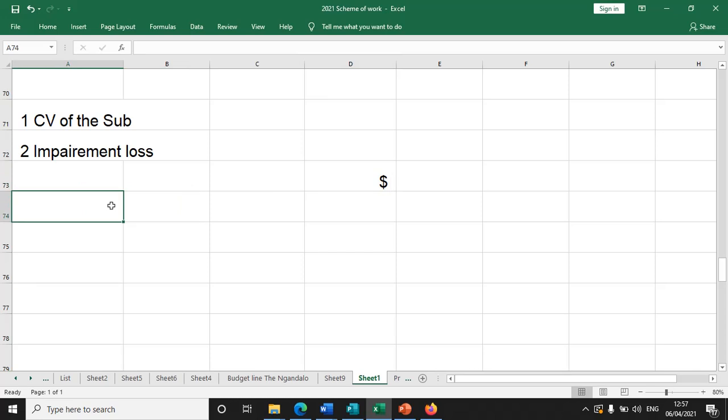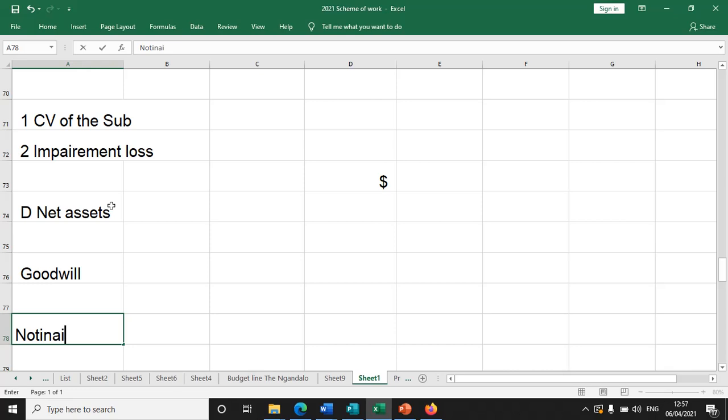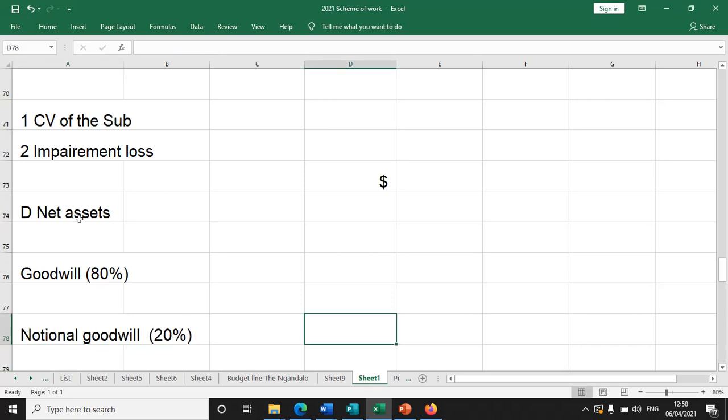If you're going to find the carrying value of your subsidiary, you need to first of all deal with the net assets, come up with the goodwill, and then if you have what we call the partial goodwill method, you need to deal with notional goodwill as well, because the goodwill that we're going to come up with here will be restricted to 80%. So our notional goodwill should be the remaining 20% goodwill, so that we can value our company in full.